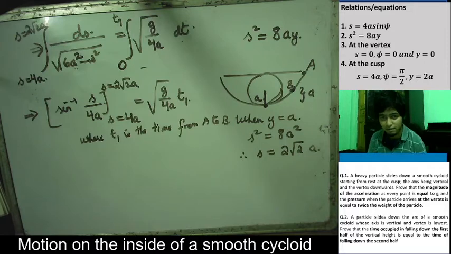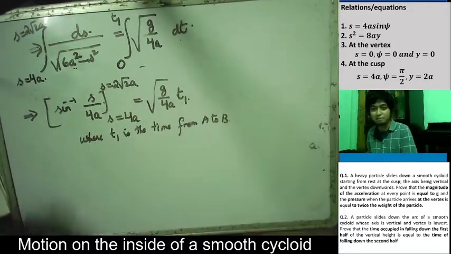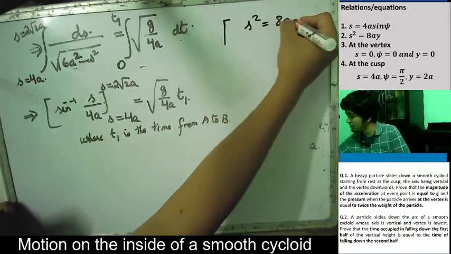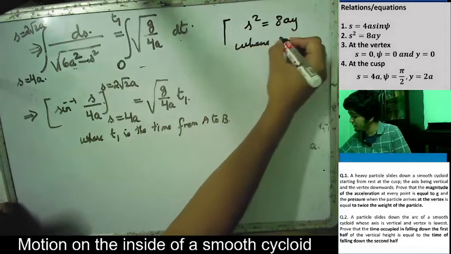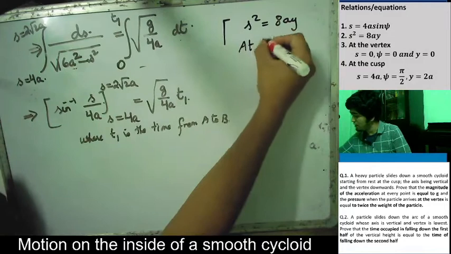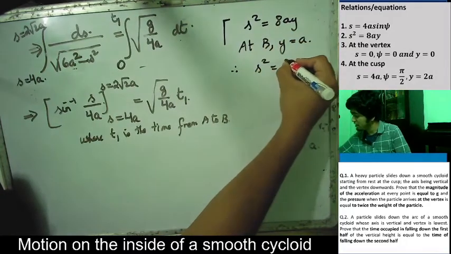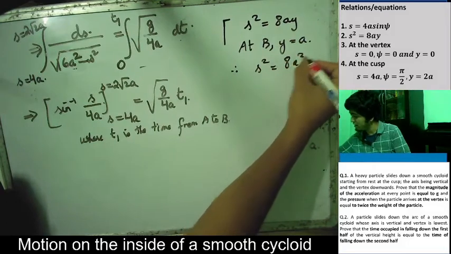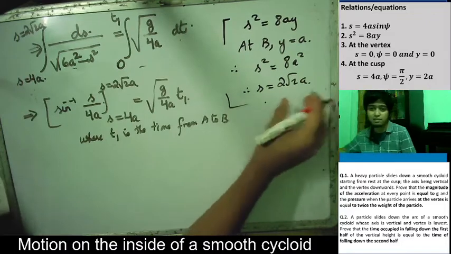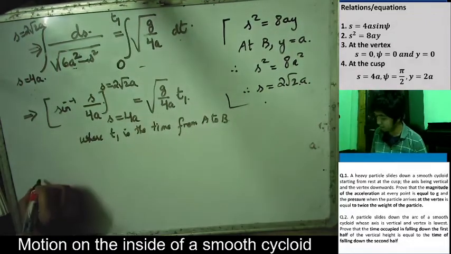Now we just need to find it out. And you actually need to write this one at the side. s squared equals 8ay. When at B, y is equal to a. Therefore, s squared equals 8a squared, s equals 2 root 2a. So you just need to write this one down as well, just to be clear.